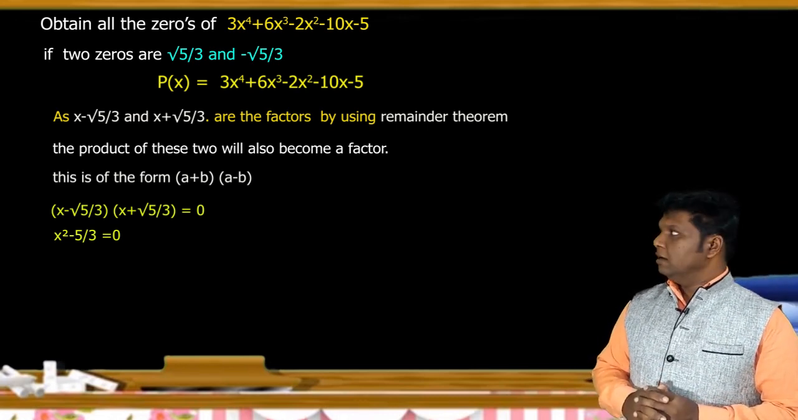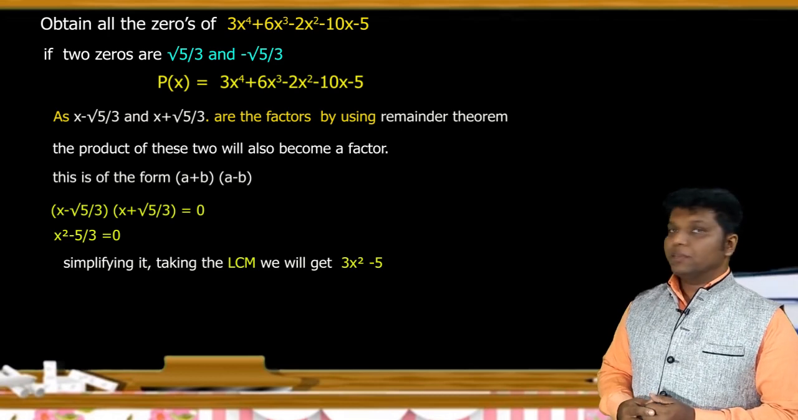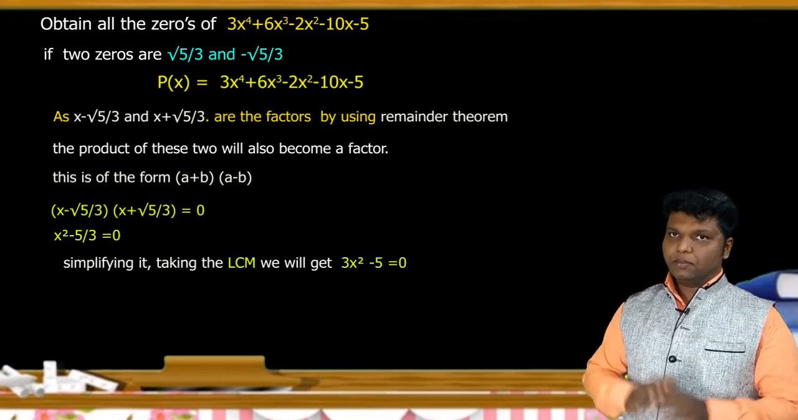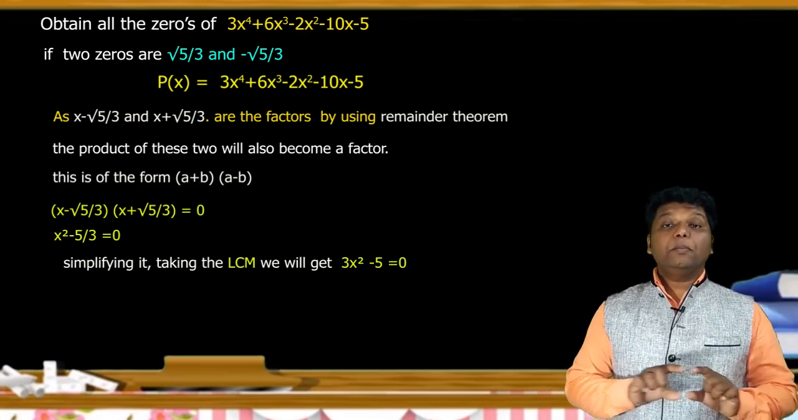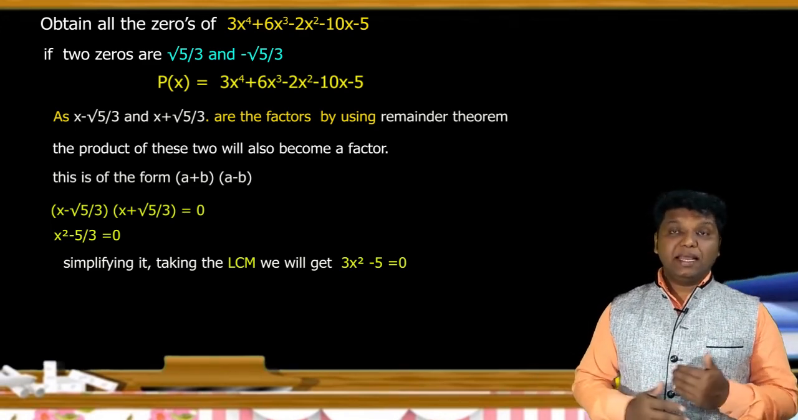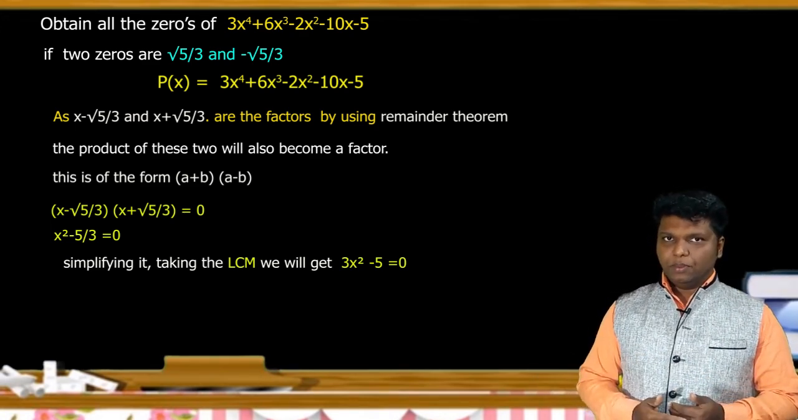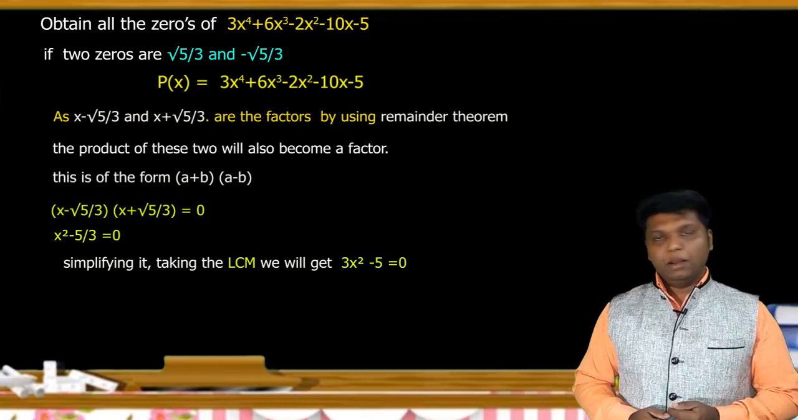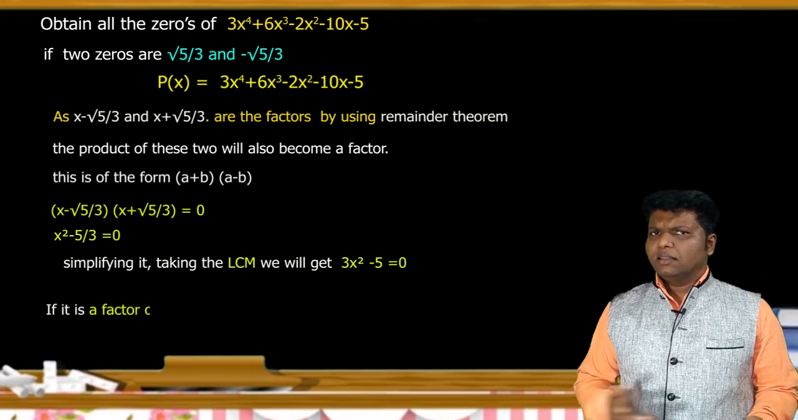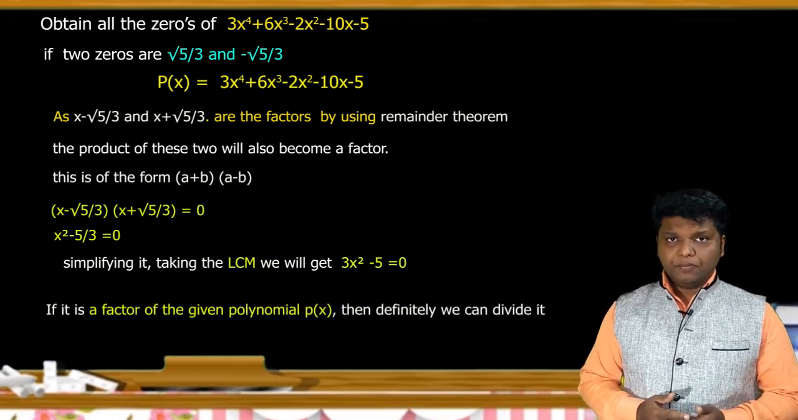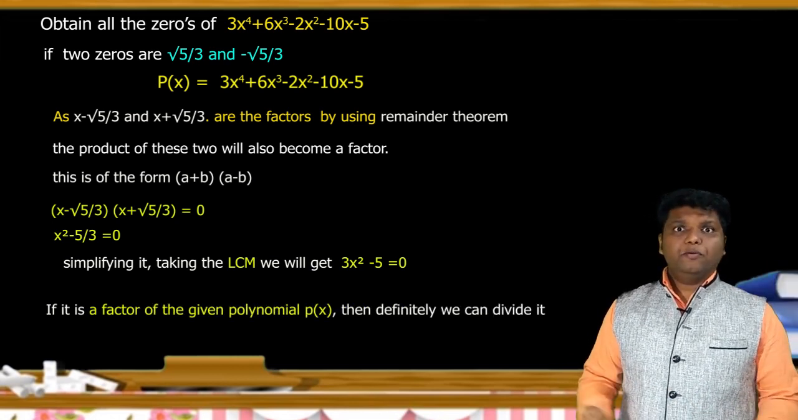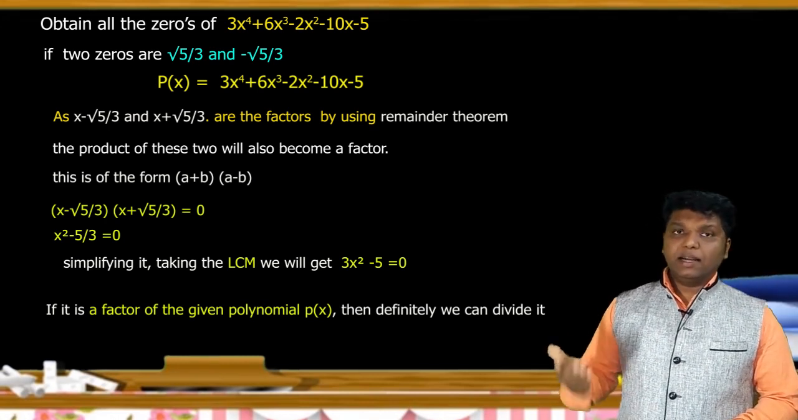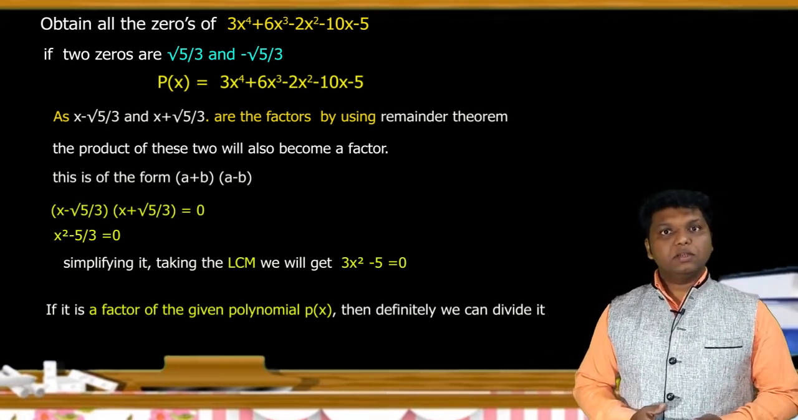We got it. So simplifying that, taking the LCM, we will get 3x square minus 5 is equal to 0. Stay there. So you got a polynomial, right? 3x square minus 5 is equal to 0. That means this is a factor of the given polynomial p of x. If it is a factor, then definitely we can divide them, right? That means if 4 is a factor of 16, what does it mean? If you are dividing 16 by 4, you will get the remainder 0. That's the meaning of that.